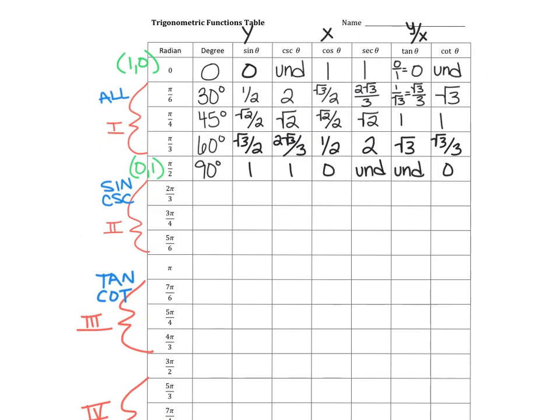Now these values for 2 pi over 3, 3 pi over 4, 5 pi over 6 are going to be exactly the same values as what I had in quadrant 1, except for cosine, secant, tangent, and cotangent are all going to be negative. Okay, so make sure when you copy down your values, the pi over 3 values go with the 2 pi over 3, pi over 4 goes with 3 pi over 4, and then pi over 6 goes with 5 pi over 6. The ordered pair at pi is -1, 0.